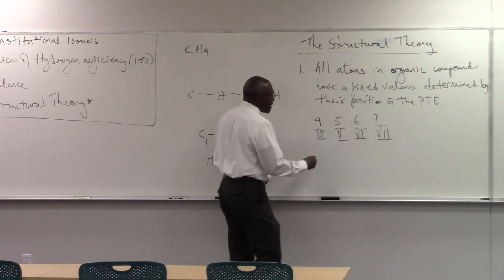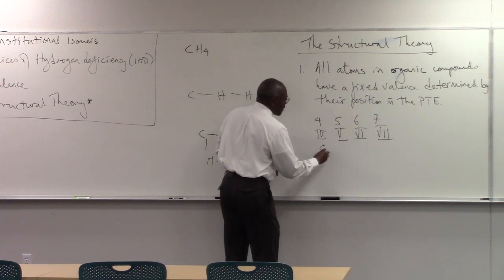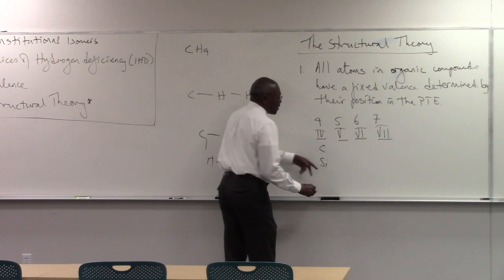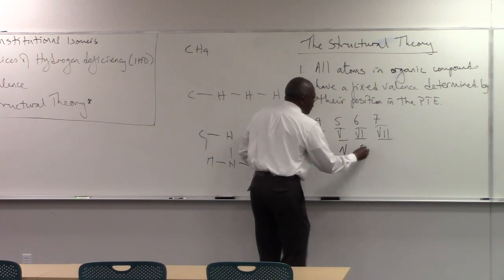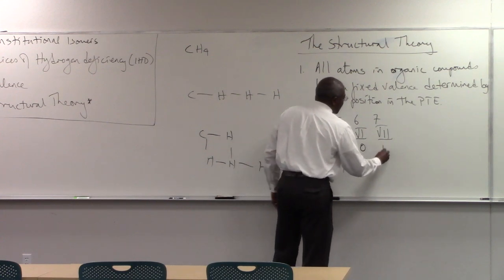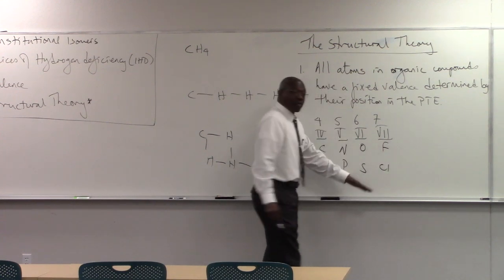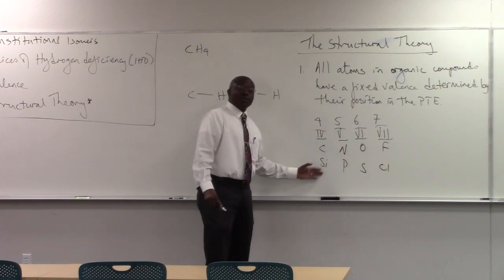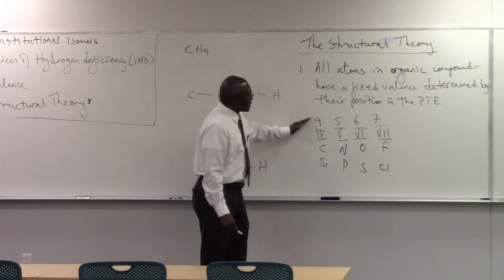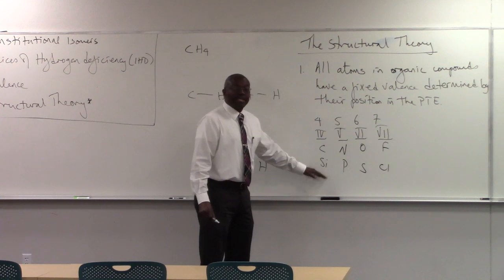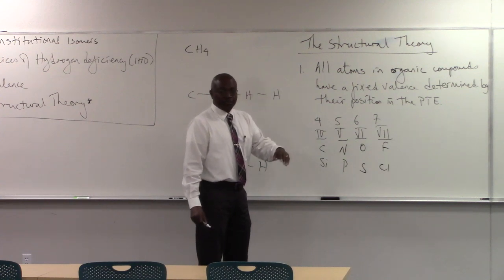So we're looking here at the carbon group, right? This is carbon, silicon, and so on. And then this is nitrogen and phosphorus. This is oxygen and sulfur. This is fluorine, chlorine, and so on. So these are the first two elements of those groups. If the element is in group 4, it is tetravalent. So there's a valence of 4.